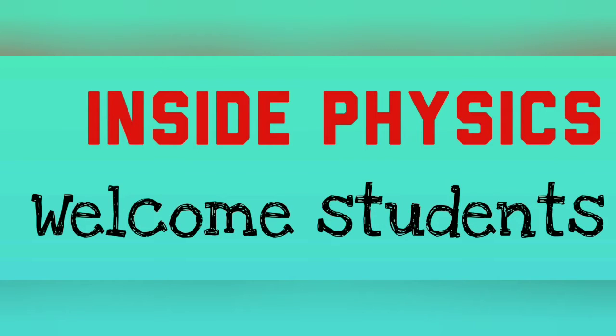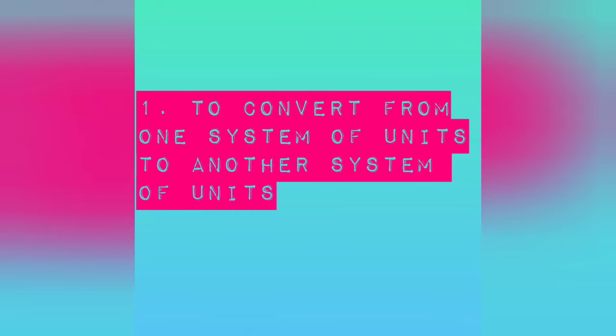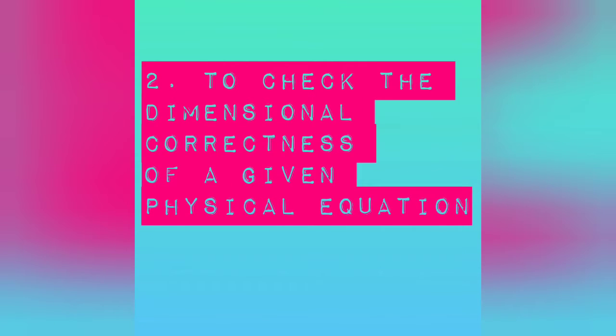In this channel we are studying 11th standard physics unit 1. In this video we are going to see the third application of dimensional analysis with example. Before getting into the topic, let's recall the first two uses. The first one is to convert a physical quantity from one system of units to another. The second use of dimensional analysis is to check the dimensional correctness of a given physical equation.